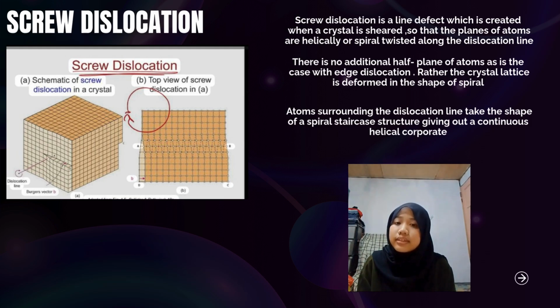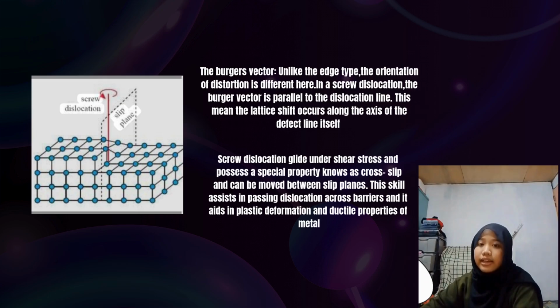Atoms surrounding the dislocation line take the shape of a spiral staircase structure, giving out a continuous helicoid. Burgers vector, unlike the edge type, the orientation of distortion is different here. In a screw dislocation, the Burgers vector is parallel to the dislocation line. This means the lattice shift occurs along the axis of the defect line itself.